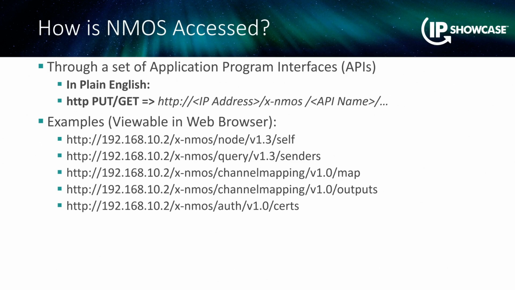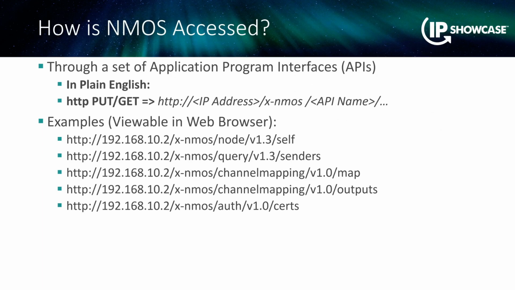How is it accessed? It's called an API, an application programming interface, which is fancy words for saying, here's the way to talk to my device. And it's a simple API. It's a web-based API, meaning you could go in with a web browser and you can access most of these things. You can get to them through the http:// whatever the IP address of the NMOS node is, /x-nmos, and then whatever endpoint.